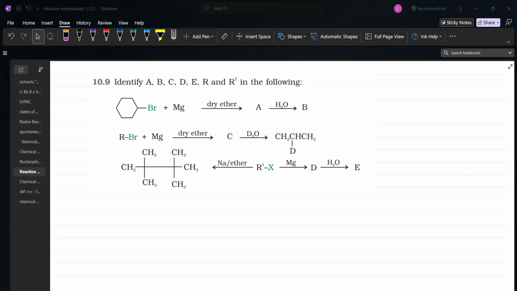Sir, in the third one, is it R dash by X is dash R dash? You have to find R dash also. Oh, okay, sir. Siddhika, have you tried the questions?